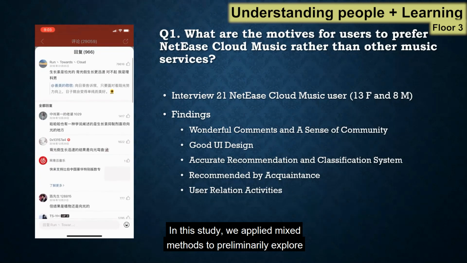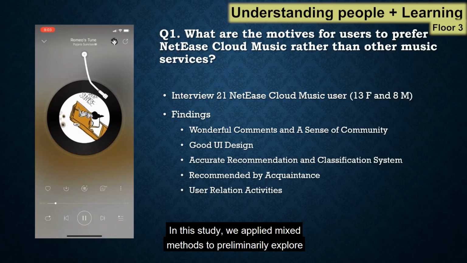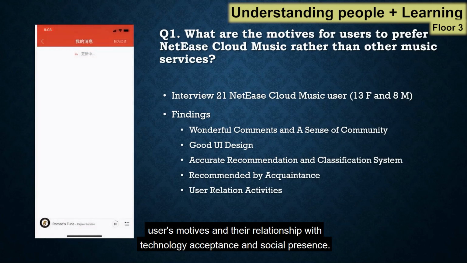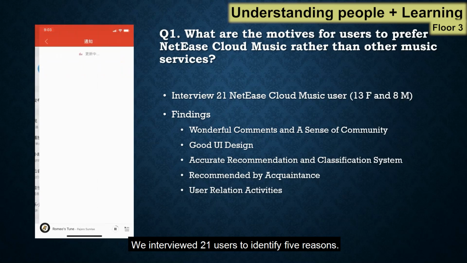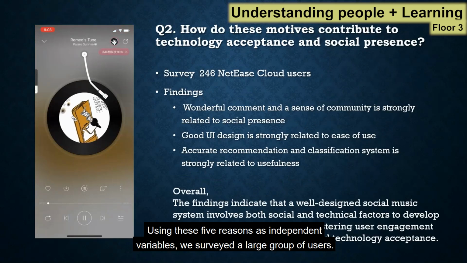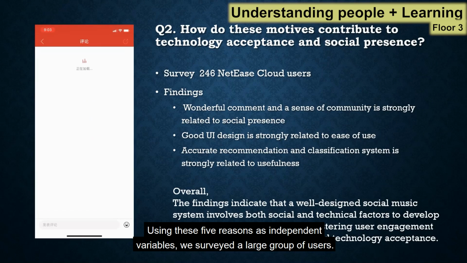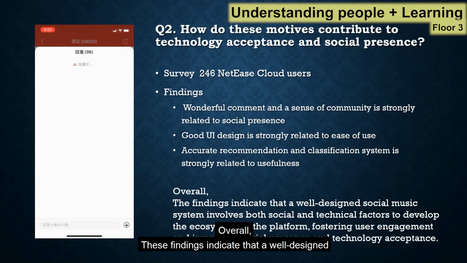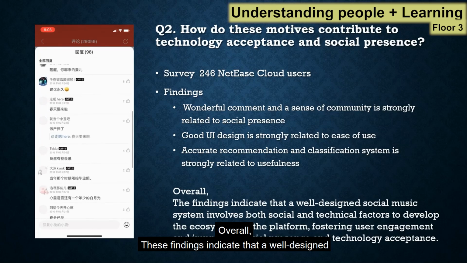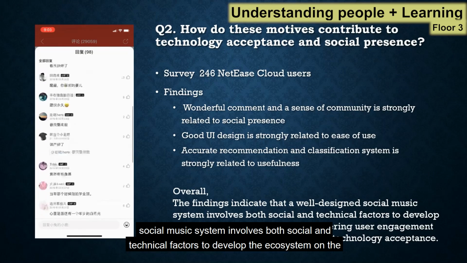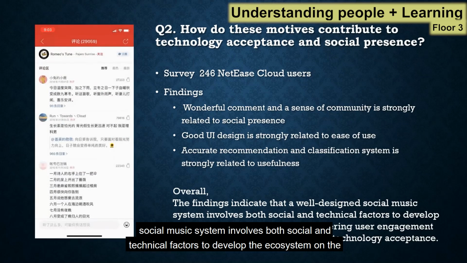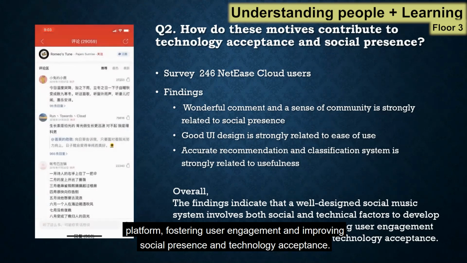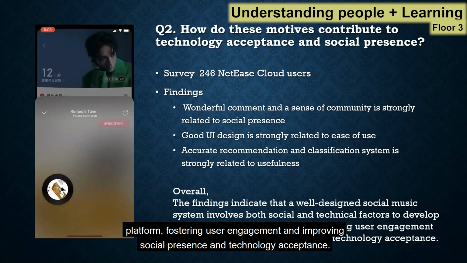In this study, we applied mixed methods to preliminarily explore users' motives and the relationship with technology acceptance and social presence. We interviewed 21 users to identify 5 reasons. Using those 5 reasons as independent variables, we surveyed a large group of users. Overall, those findings indicate that a well-designed social music system involves both social and technical factors to develop the ecosystem on the platform, fostering user engagement and improving social presence and technology acceptance.